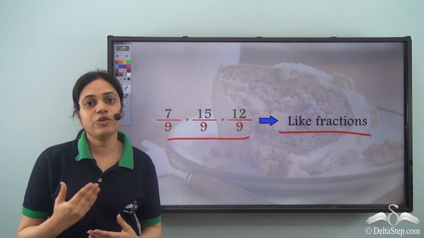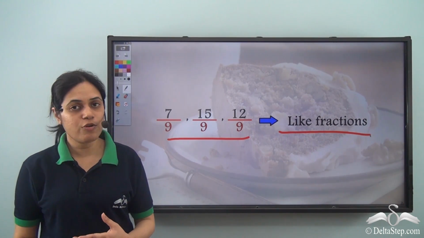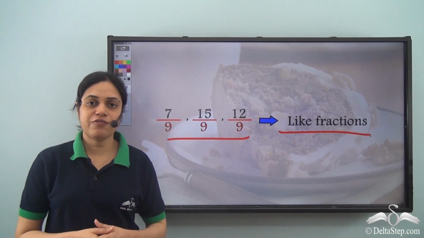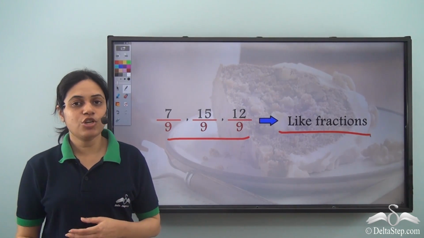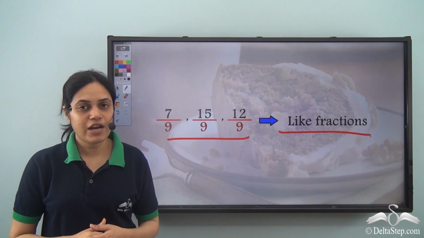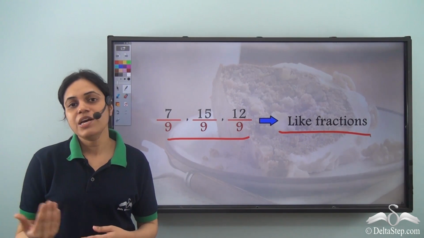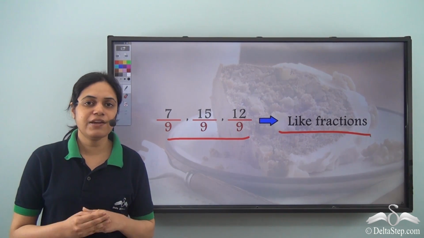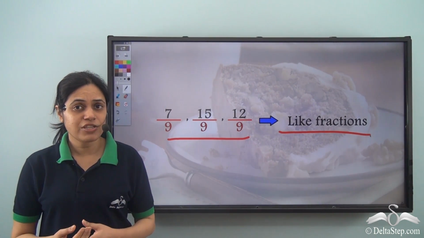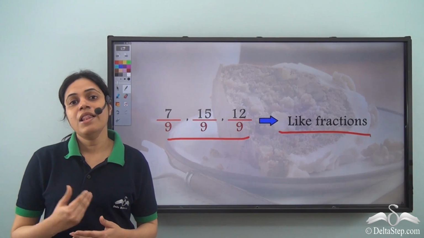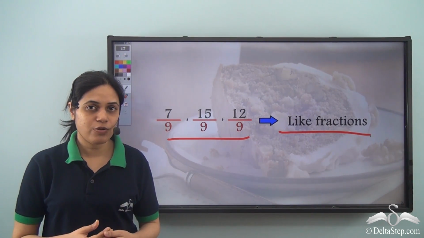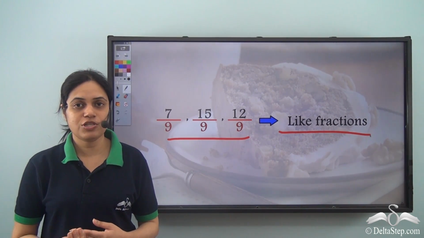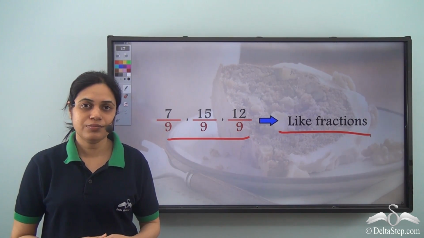So this is how you can say whether two or more fractions are like or unlike. You just need to check for their denominators. If the denominators are the same, then the fractions are called like fractions. If the denominators are different, then the fractions are called unlike fractions. Why are like fractions important? Like fractions are very important for addition, subtraction and other operations which we will soon learn.